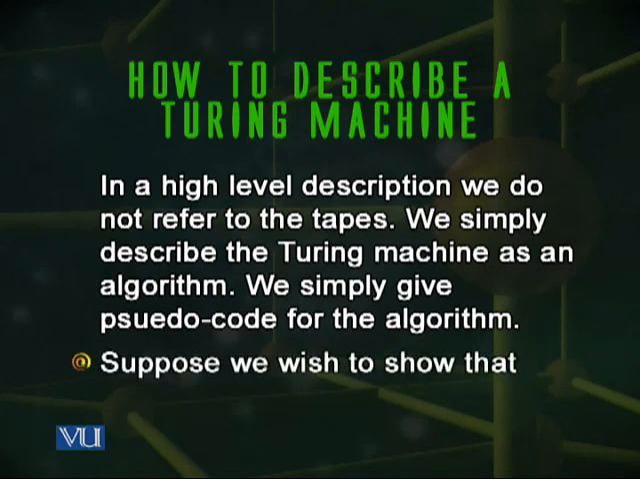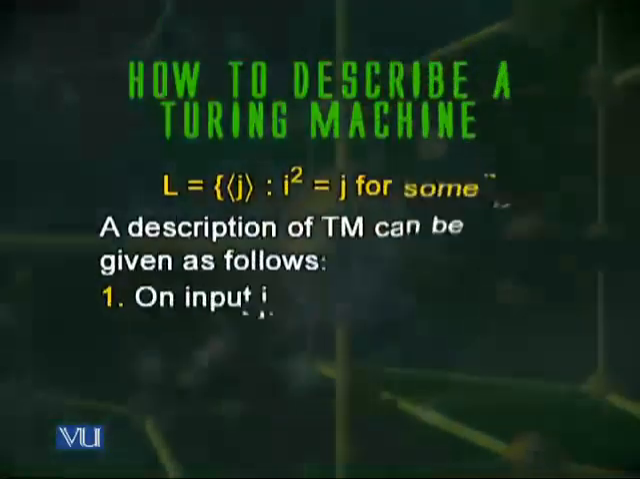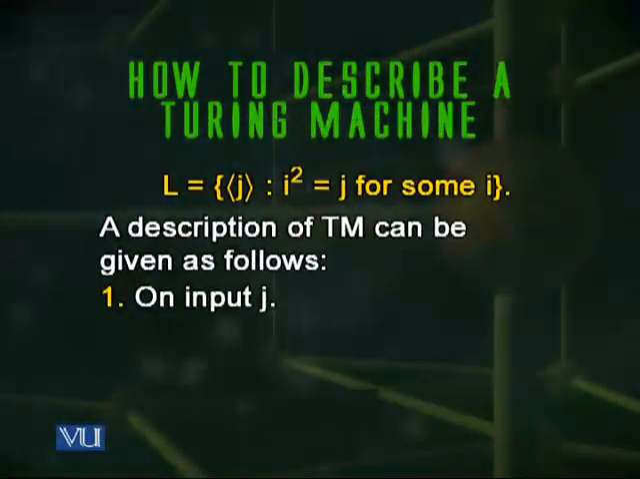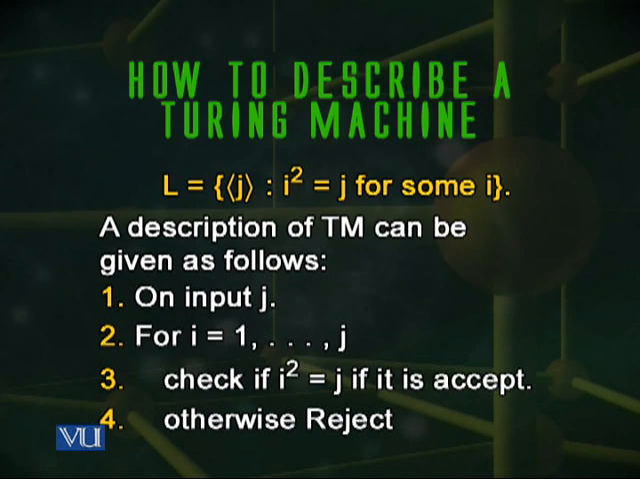Suppose that we wish to show that the language L, which is the encodings of all J such that J is a perfect square, can be accepted by a Turing machine. We can give a high-level description of this Turing machine, which accepts this language L, as follows. On input J, the machine runs a loop for I equal to 1 up to J. It would square I and compare it with J. If I squared is equal to J, it will accept, otherwise it will reject.